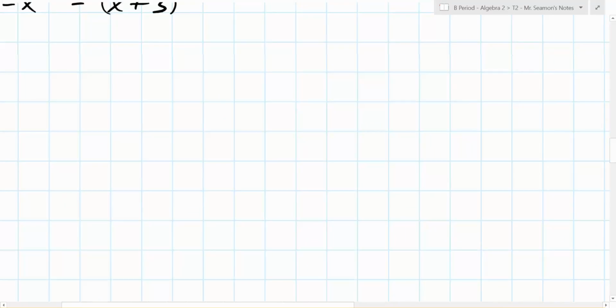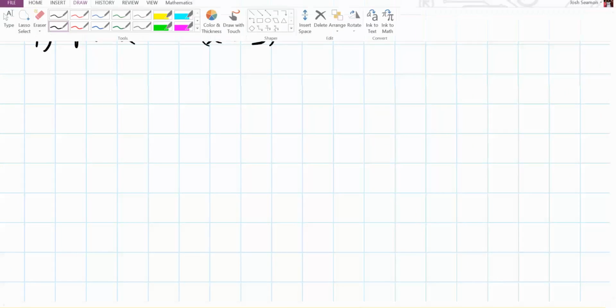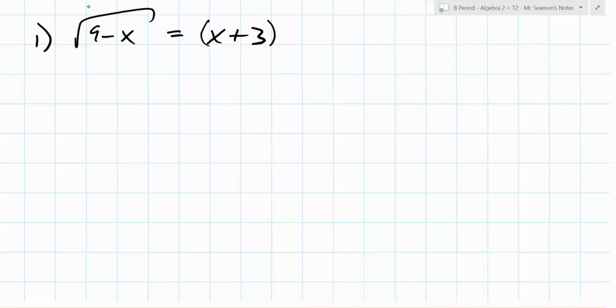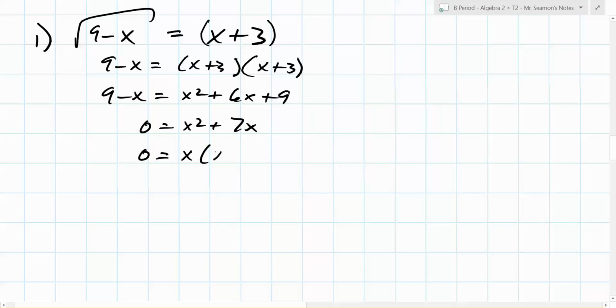Okay, any others from 8.6? On the first one here, what do you do to is the radical isolated already? No, oh, yeah. Yeah. So you just go straight into squaring, and what do you get? 9 minus x is equal to x plus 3 times. So you have to make sure you don't just square each thing. You write it out again. X squared, you end up with 6x plus 9. And then you end up with 0 equals x squared plus 7x. So 0 equals x times. So x is equal to 0 or x is equal to.